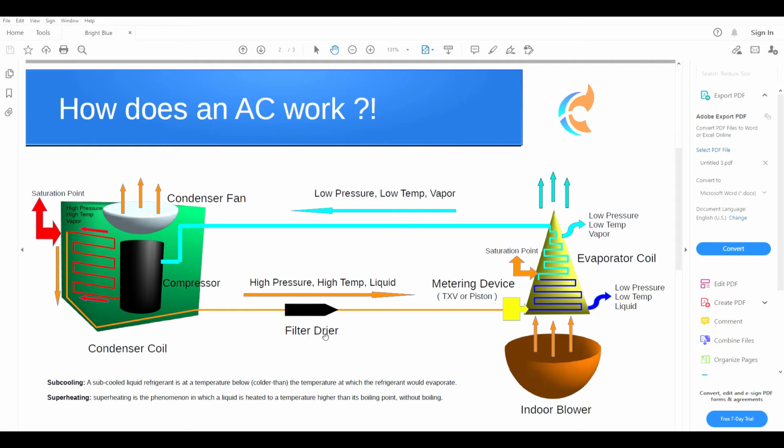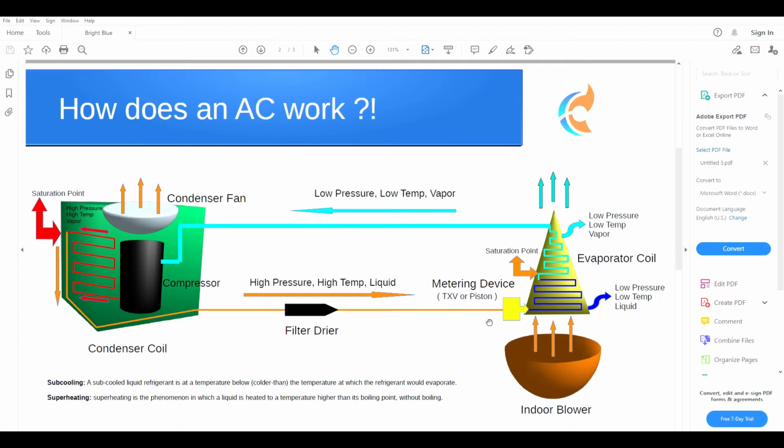It passes through the filter dryer. The filter dryer here absorbs the moisture in the system, and some small debris or whatever. But yeah, the main reason for having a filter dryer in your system is to absorb the moisture from the system. After it passes through the filter dryer, it gets to your metering device before it enters the coil.